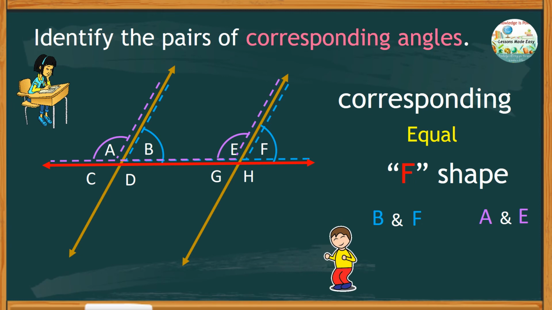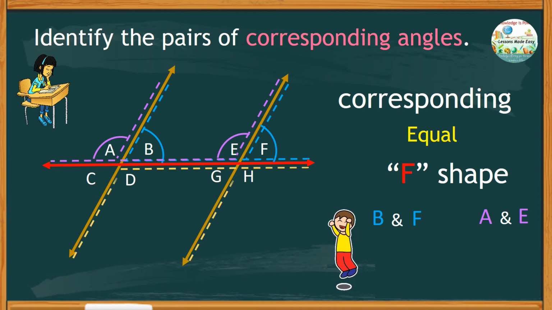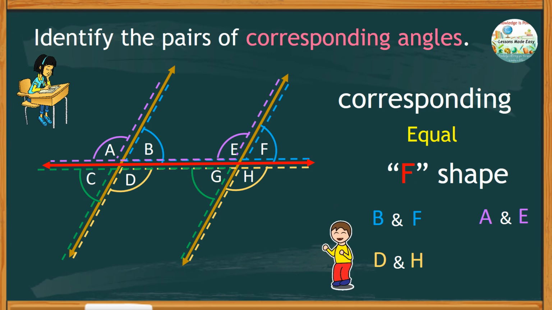and E. Now, let's study the angles below the transversal. Locate the F shape, right there. So these two angles are equal, angles D and H. On the same side of the transversal, there's another F shape, and these two angles are also equal, angles C and G. In total, there are 4 pairs of corresponding angles, and I'm certain you got them all correctly.